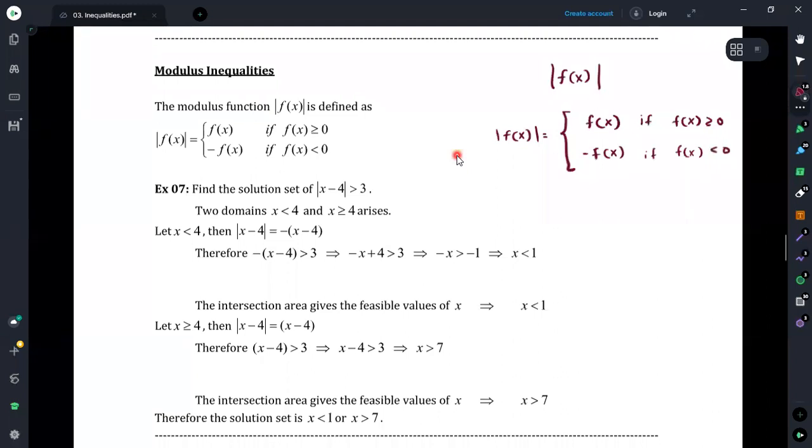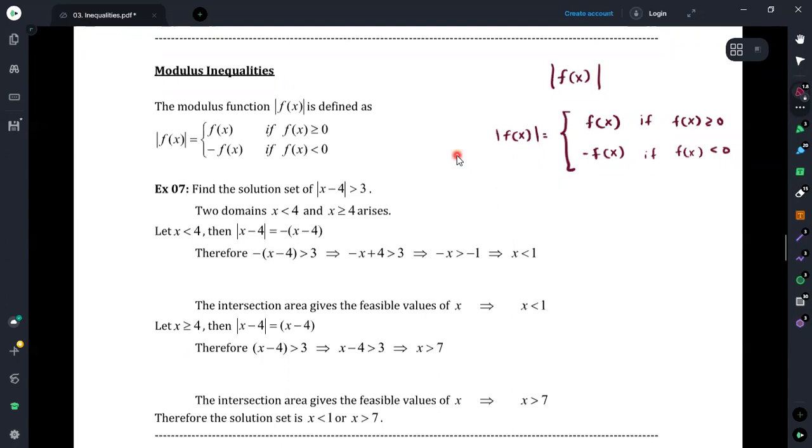Therefore, if we get positive values, we directly take it as f(x), but if f(x) is less than 0, we have to take it as minus f(x). This is the piecewise function for the modulus function. In further sessions I will discuss the modulus function separately, so just have an idea of it for now. If we have f(x) in this form, we can divide it into two forms, f(x) and minus f(x).